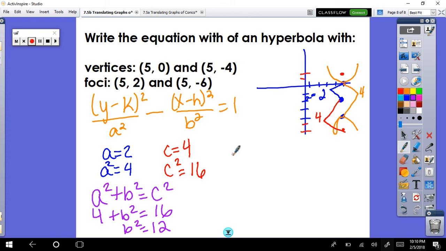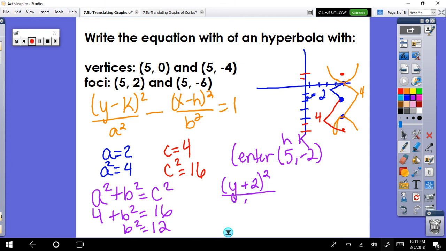So I'm plugging everything in. I'm going to get the center. Oh, I never wrote that point. The center is this ordered pair that I found here. It'd be 5, negative 2. So HK. So final answer, y plus 2 squared over 4 minus x minus 5 squared over 12 equals 1.